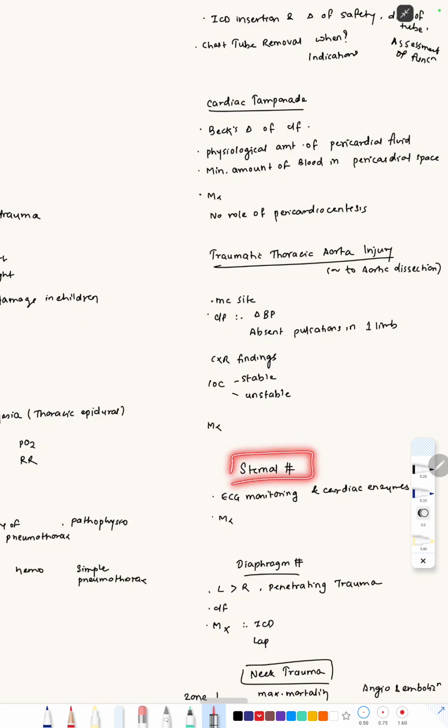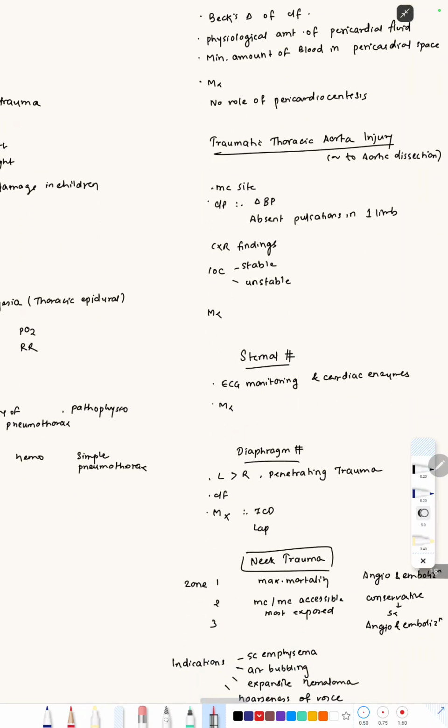Sternal fractures: ECG monitoring needs to be done and cardiac enzymes monitored, because it increases the chances of myocardial infarction. Management is conservative. You don't need to go for any surgical intervention. Diaphragmatic injury is more common on the left side as compared to the right, because the right side is protected by the liver. Penetrating trauma is associated with it. The clinical features of diaphragmatic injury are breathlessness and bowel sounds heard in the thoracic region. Management: ICD insertion should not be done blindly because that can lead to perforation, and laparotomy should be done.